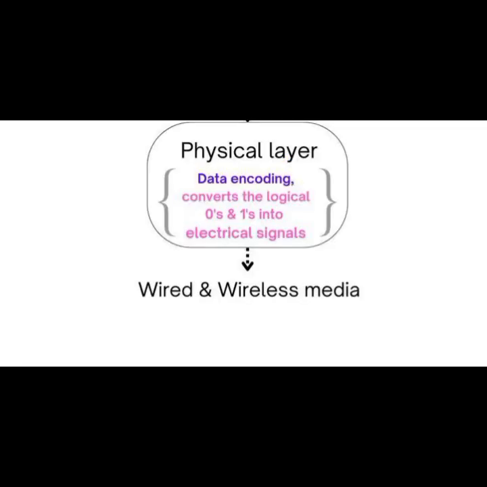Physical layer. This layer, which deals with the physical hardware aspect of network communication, is the lowest one. It describes how data is transferred as electrical, optical, or radio signals, as well as the physical characteristics of the transmission medium, including cables and connectors.